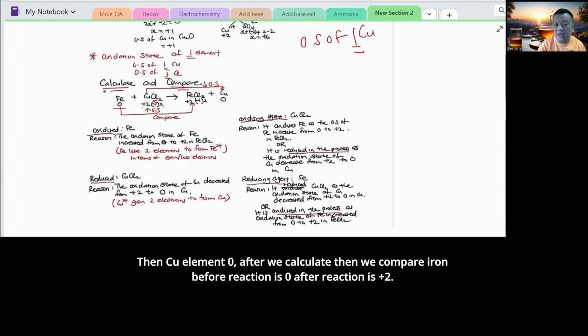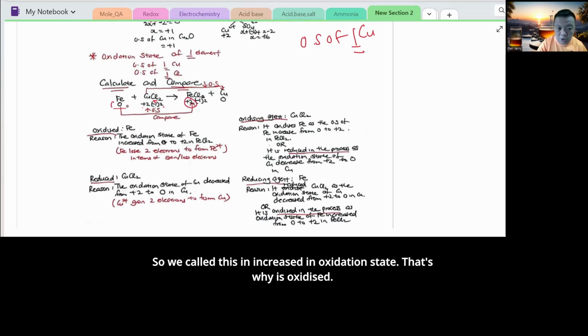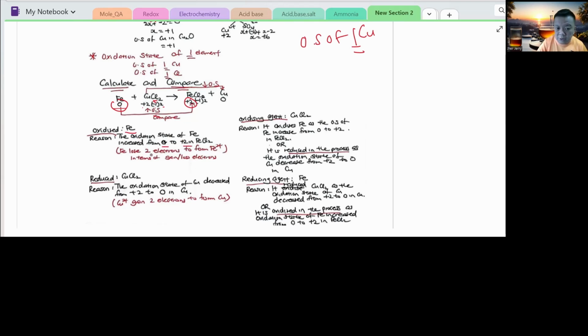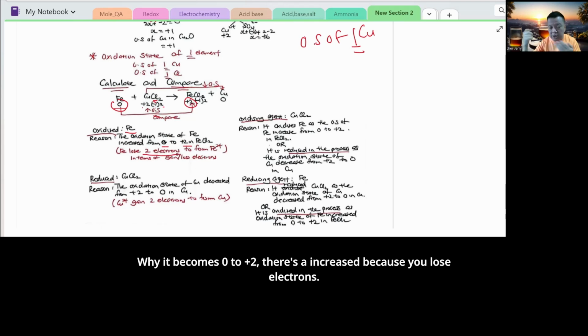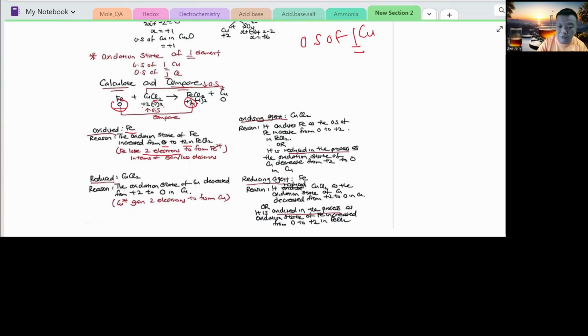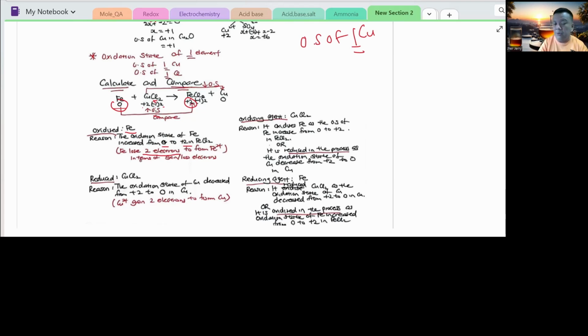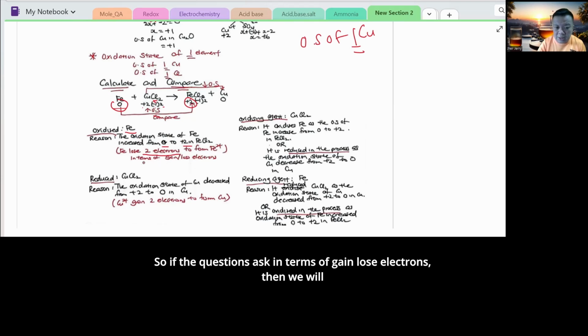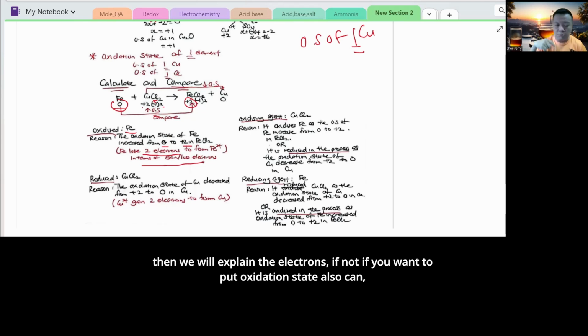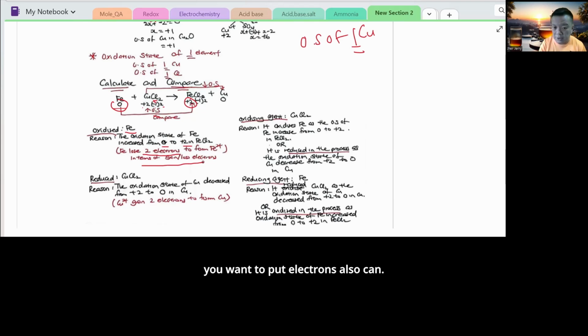So after we calculate, then we compare. Iron before reaction is 0, after reaction is plus 2. Okay, so we call this an increase in oxidation state. That's why it's oxidized. All right, so we say iron is oxidized because its oxidation state increases from 0 to plus 2. Right, we can also talk about electrons. Why does it go from 0 to plus 2? There's an increase because you lose electrons. If you look back at your notes, indeed, an increase in oxidation state means you lose electrons, right? It becomes more positive. So if the question asks in terms of gain or loss of electrons, then we explain in terms of electrons. If not, you can put oxidation state, or you can put electrons, both are fine.